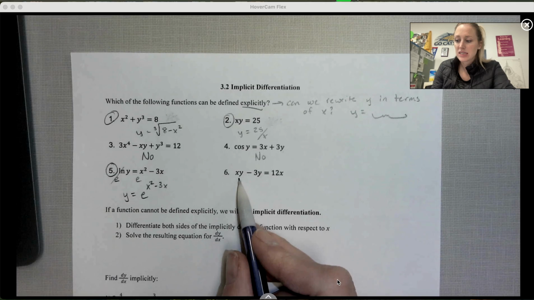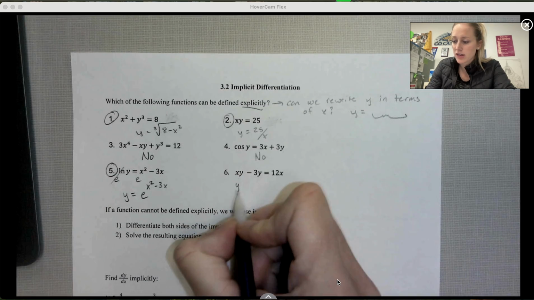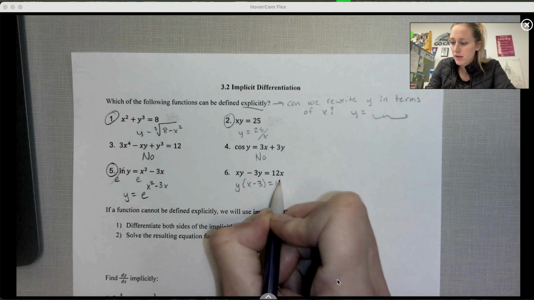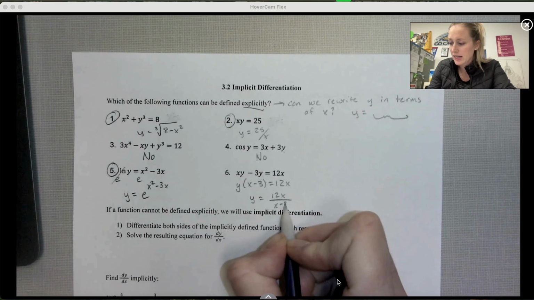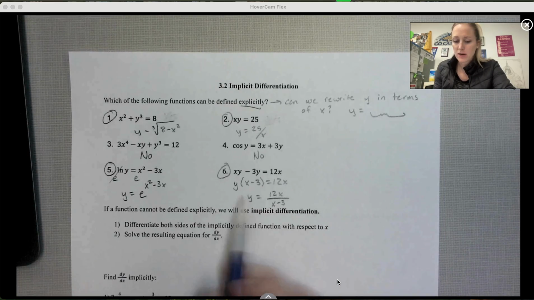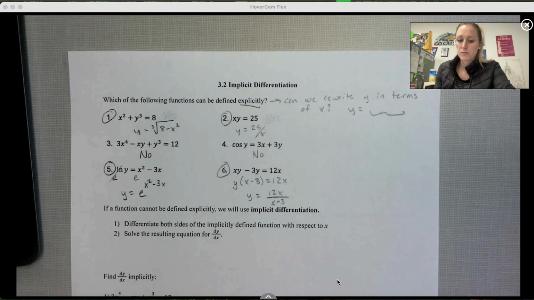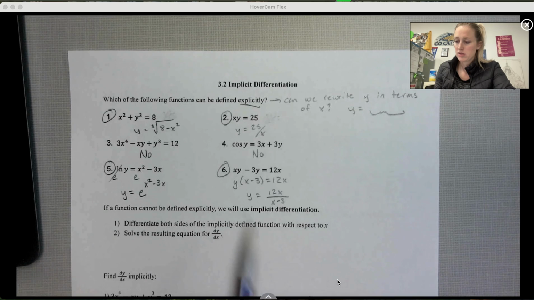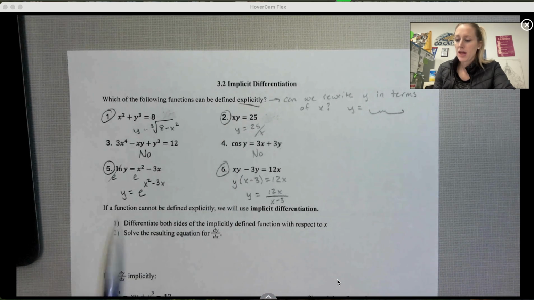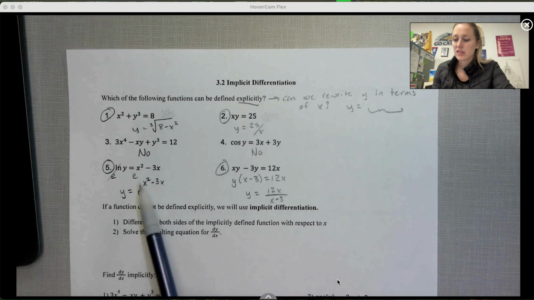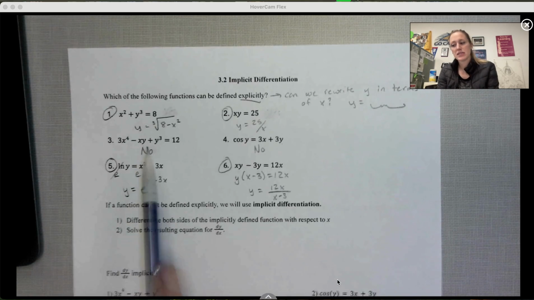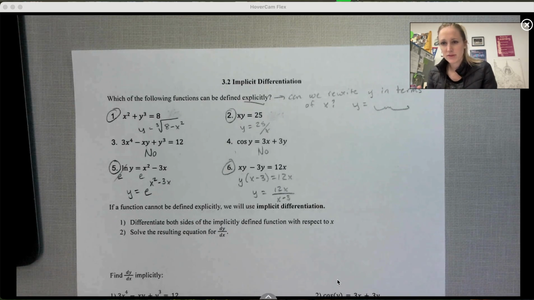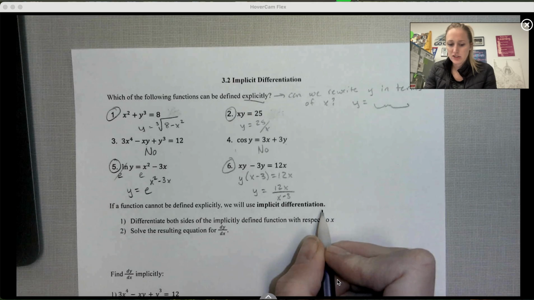This one may seem like no because I have y in multiple terms, but I could factor out this y and then get y by itself. So this one we actually can as well define explicitly. So as long as we can get y by itself, we are able to define it explicitly. Okay, so we know how to take the derivatives of these things, right? We can use our power rule, we might have to use the chain rule, but for implicitly defined, so ones that I cannot get y by itself, we're still trying to find dy/dx, right? But we're going to use implicit differentiation.